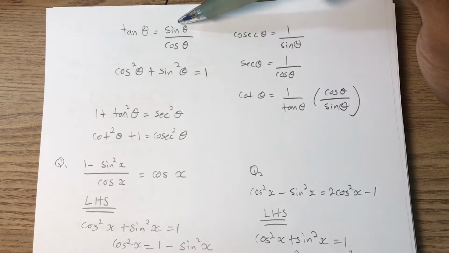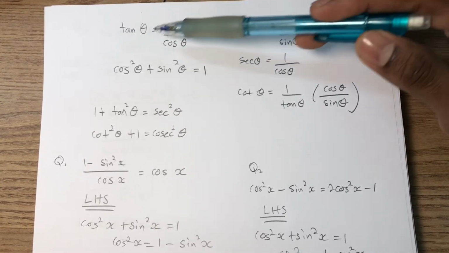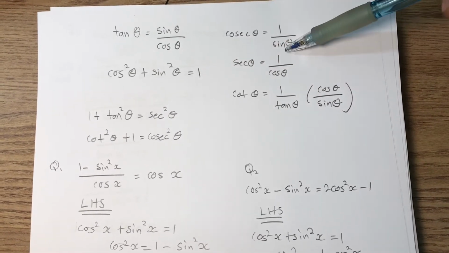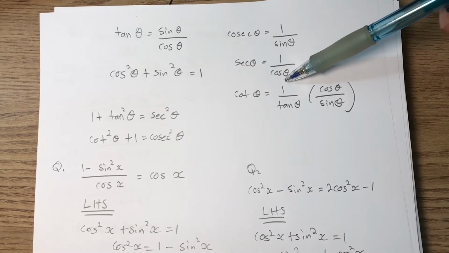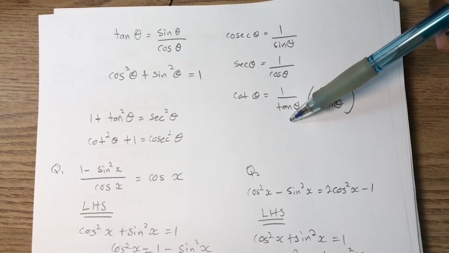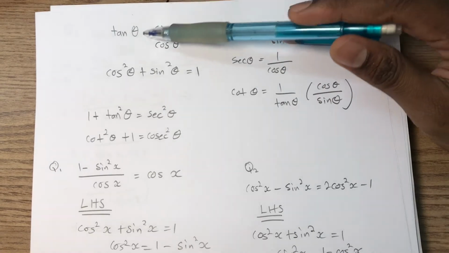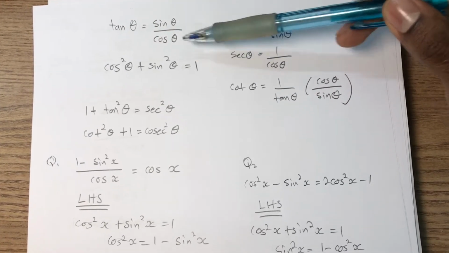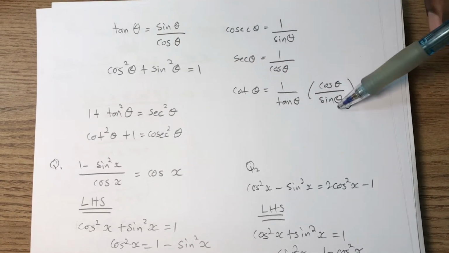Tangent theta is known as sine over cos theta. Cosecant theta is known as 1 over sine theta. Secant theta is known as 1 over cos theta. Cotangent is known as 1 over tangent theta. So tangent theta we already learned earlier, which is sine over cos. So that means the cotangent should be cos over sine.